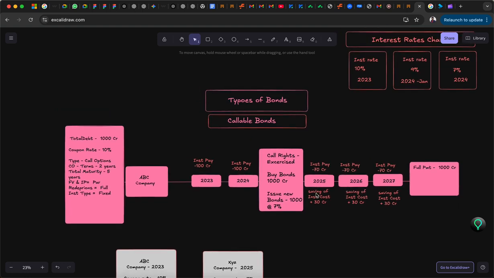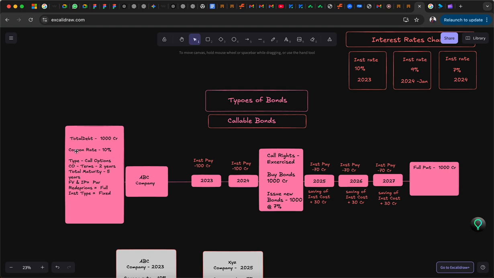Most companies hold the rights, or issue bonds with a callable option, to inform capital budgeting decisions from time to time. Now there is one more type, which is putable bonds. The difference between callable and putable is that the story remains the same. There is no change in the process.